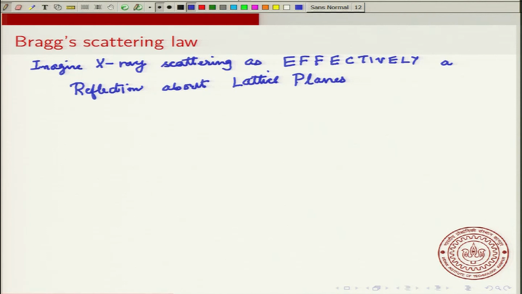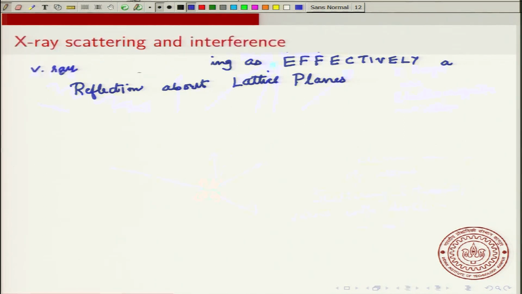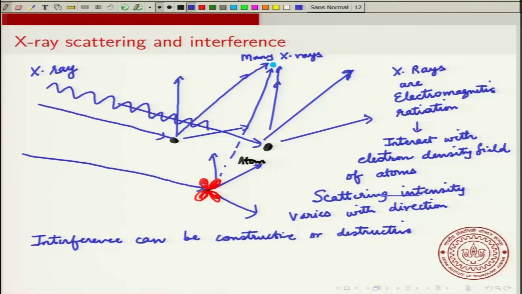Okay. So the idea is that you can take this picture of X-ray scattering and think of it effectively as a reflection about lattice planes. Now, obviously you do not really have reflections. Scattering is a fairly complicated process, and it is scattering of individual atoms, not of planes.